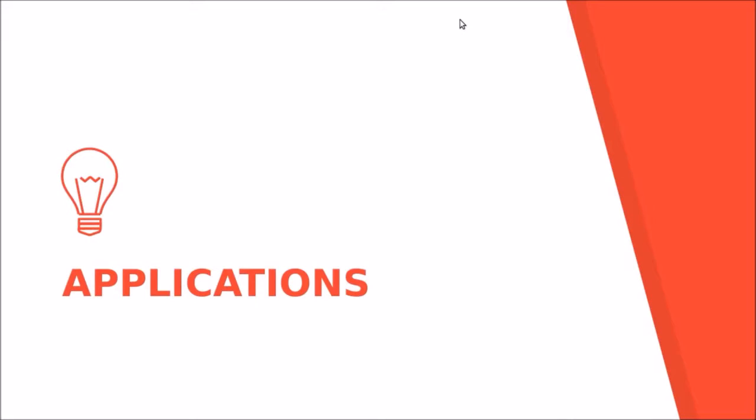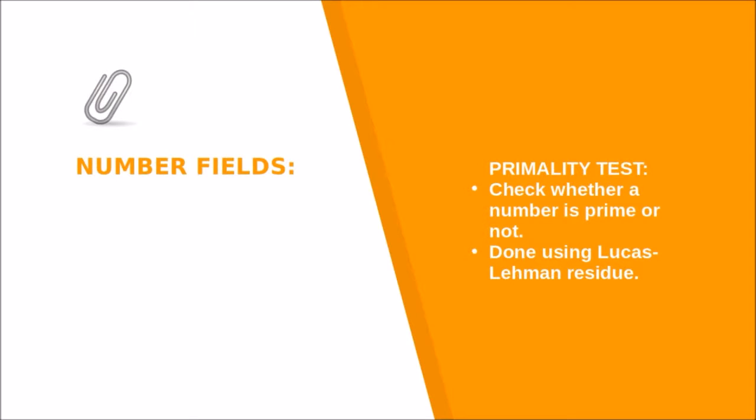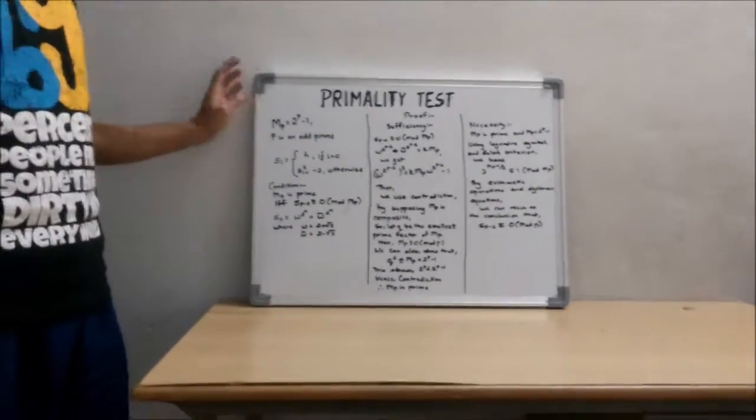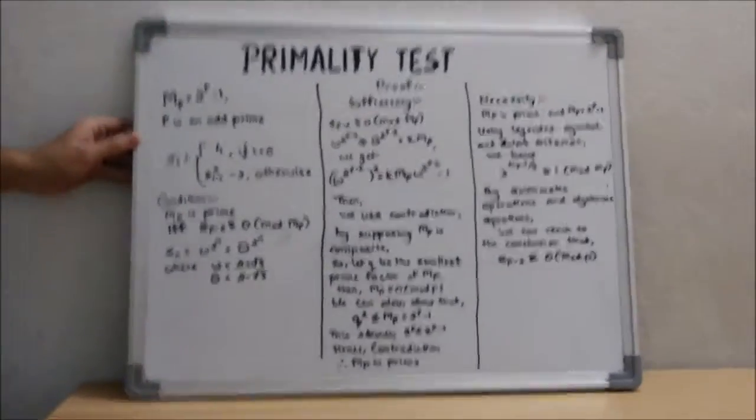Let us see various applications of mathematics. We'll see these applications under number fields, discovery of George Cantor and Bertrand's postulate. We take each one by one. Number fields. First is primality test: whether MP, which is a Mersenne number, is a prime number or not. MP can be represented as 2 to the power p minus 1, where p is an odd number.